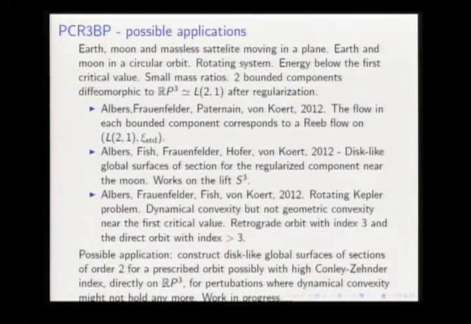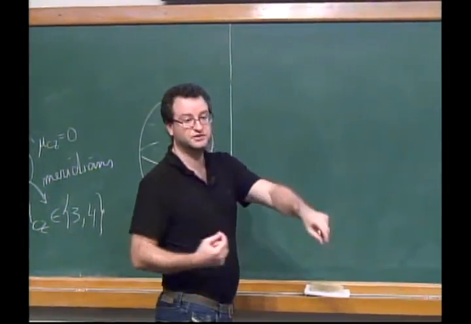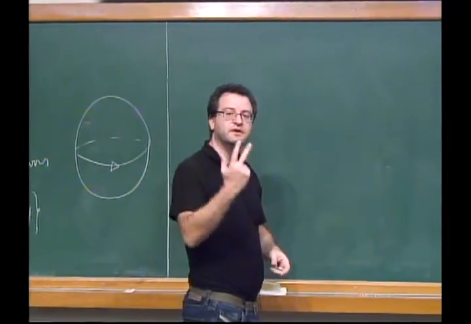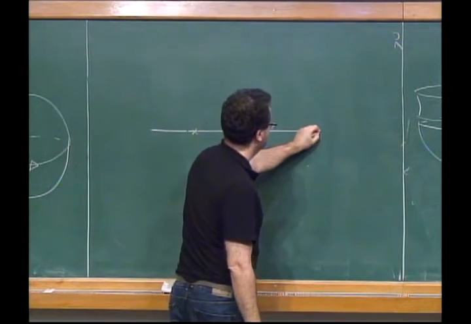So another application, which is still a work in progress, is the following. You have the planar circular restricted three-body problem. You have two bodies. One is much heavier than the other. They are moving in the plane, and you assume that they are moving in a circular orbit. And you put some rotating system so that both bodies are fixed, let's say, on this x-axis.